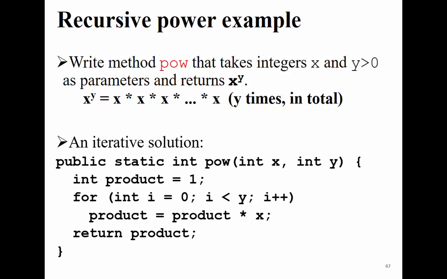We can assume a precondition that x is greater than 0, but you can have x negative, y negative, there's no problem. X to the power 0 is equal to 1. Yes? X to the power 0 is equal to 1. If x is 0, whatever, 0 to the power 100 is 0.